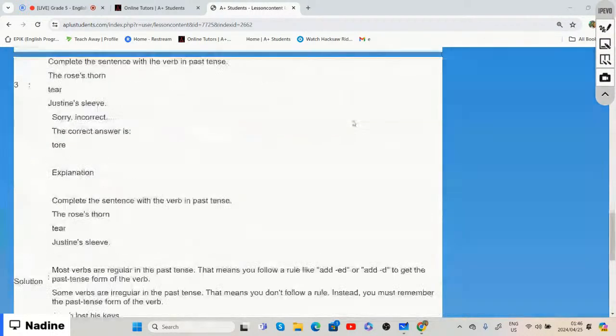And lastly, the rose's thorn tear Justin's sleeve. The rose's thorn tear Justin's sleeve. We need to get the past tense form of the word tear.